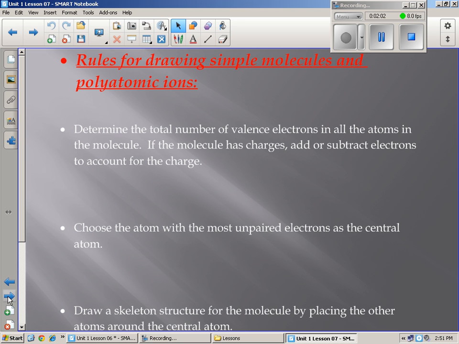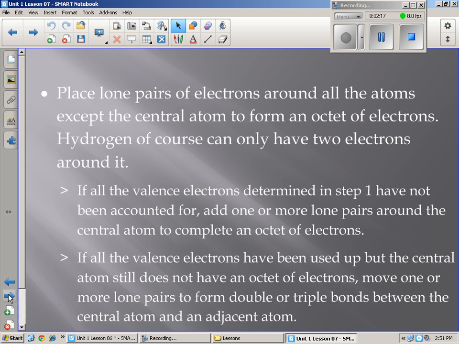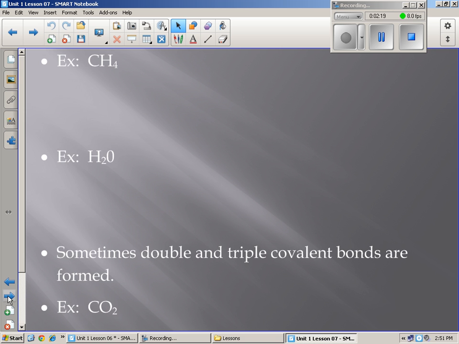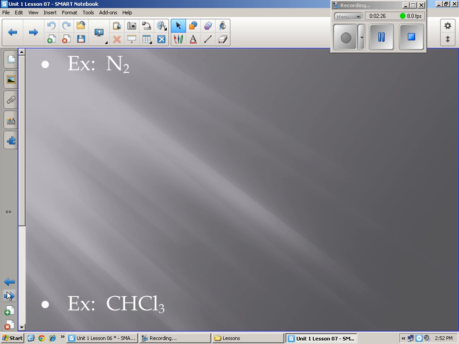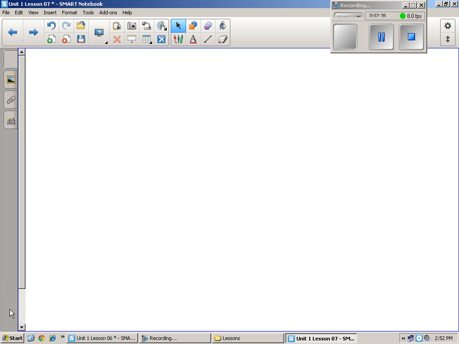Rules are great, but we don't need to go through 4 steps every time we draw something out, especially for the ones we do today. Today they're going to be, hopefully you find as well, fairly straightforward and fairly simple. So we're going to jump right into some examples: CH4, H2O, and CO2. These are obviously molecular compounds, nonmetals, sharing, etc.